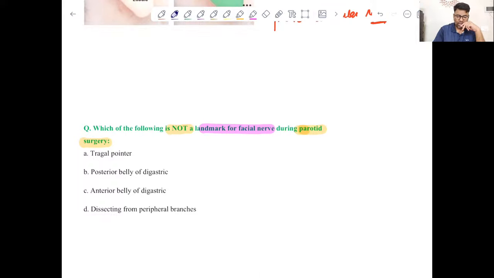But see, digastric muscle has two bellies. The posterior belly is supplied by the facial nerve, and the anterior belly is supplied by the glossopharyngeal nerve, right? So that way you can also think of answering this one. But again, the better way is to know the exact anatomy. So tragal pointer, posterior belly of digastric, and of course the branches help us to dissect out the facial nerve. So of course the answer is anterior belly of digastric here.